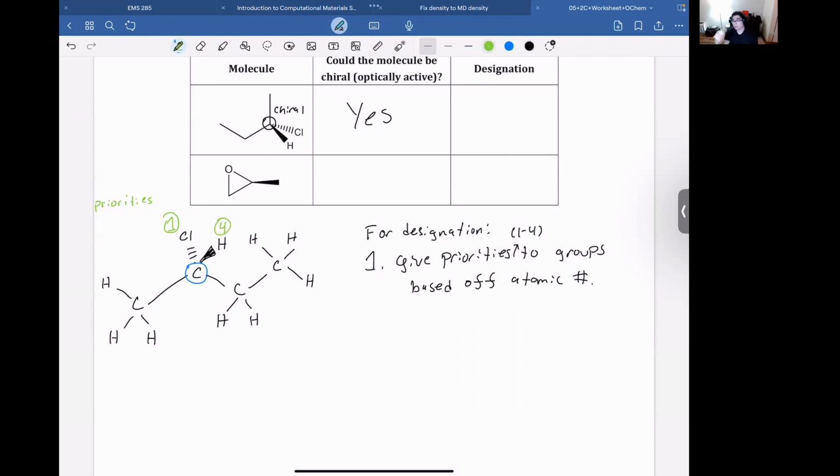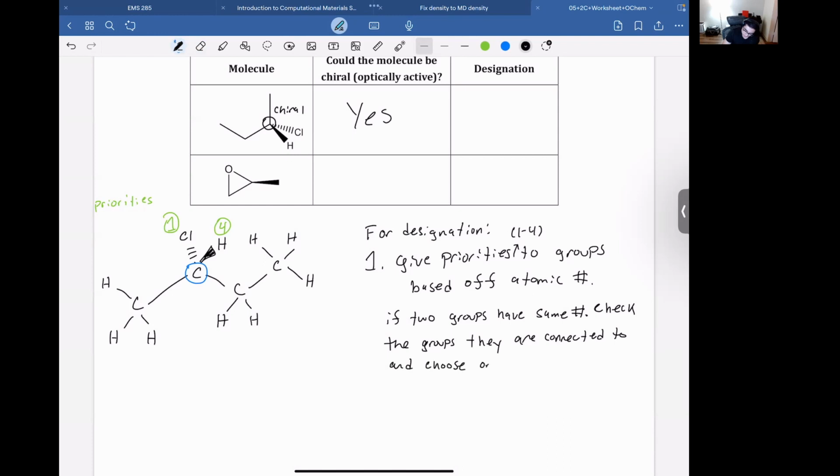Then we have to look at the 2 carbons. Well, carbon has the same atomic number as carbon. What do you do? You look at what the carbons are connected to. So if 2 groups have the same number, check the groups they are connected to, and choose the one connected to a higher atomic number.